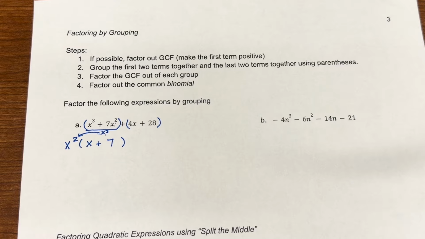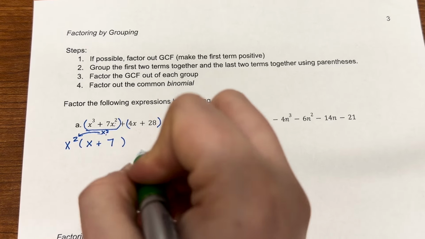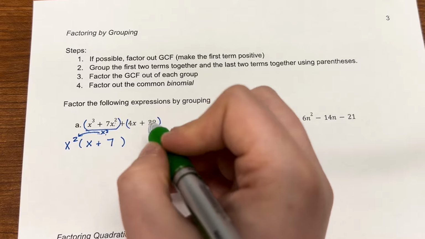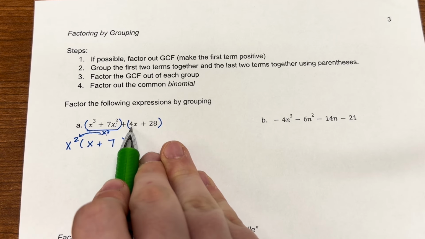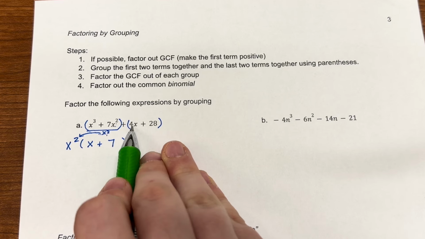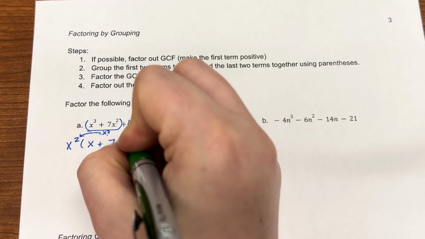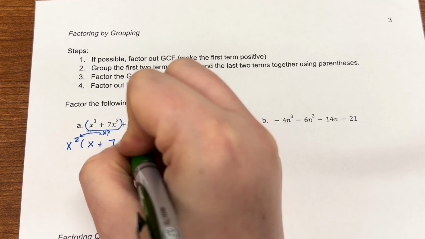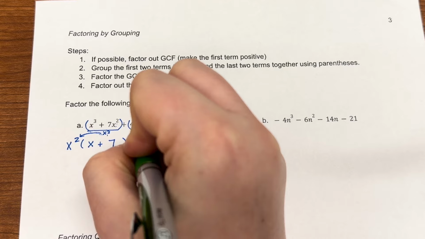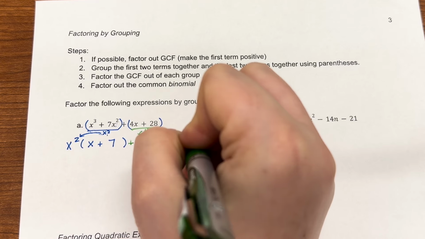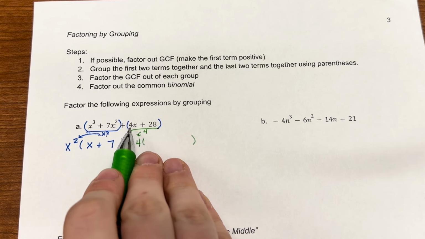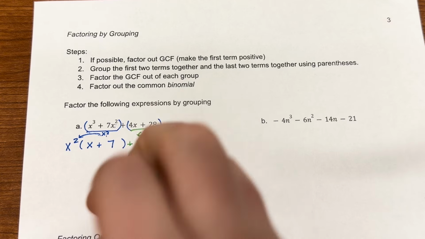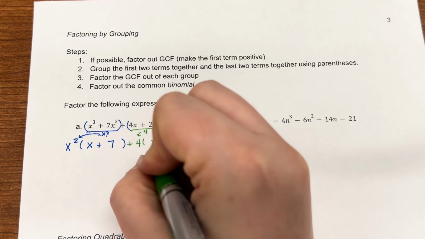All right, now for our second group, maybe I'll do this in a different color. We're looking at 4x plus 28. Our numbers, so for our GCF, we're looking at the numbers first, 4 and 28. We can pull a 4 out of 28, so it's going to be a plus 4 coming out. And then what's left over? 4x divided by 4 leaves us with just x. 28 divided by 4 leaves us with a plus 7.